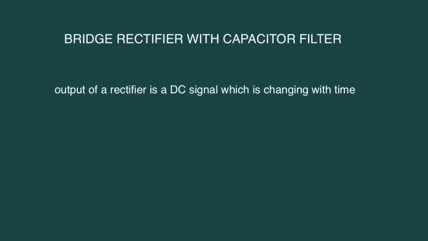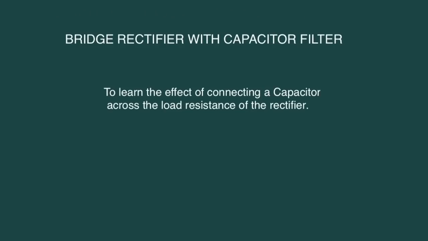Rectifier is supposed to convert AC signal into a DC signal. Pure DC signal is voltage which is constant with respect to time. Output of a rectifier has only one polarity, so it is a DC signal, but it is changing with time. Here we are going to learn the effect of connecting a capacitor across the load resistance of the rectifier.